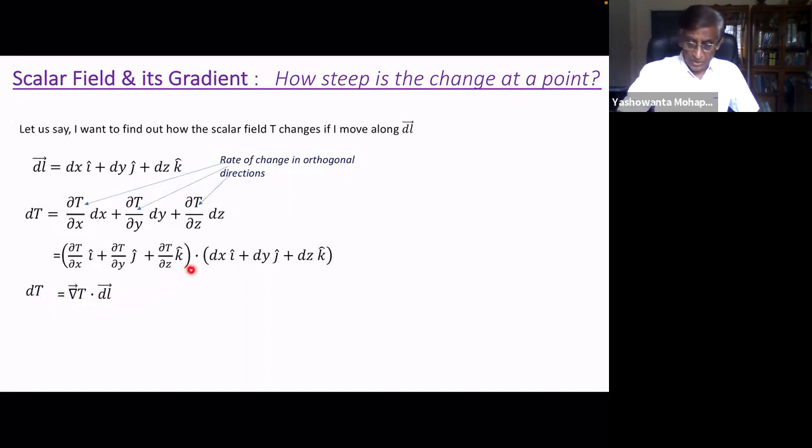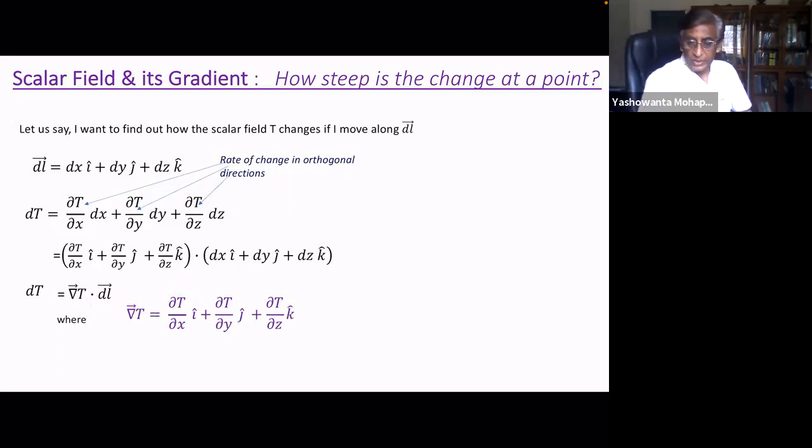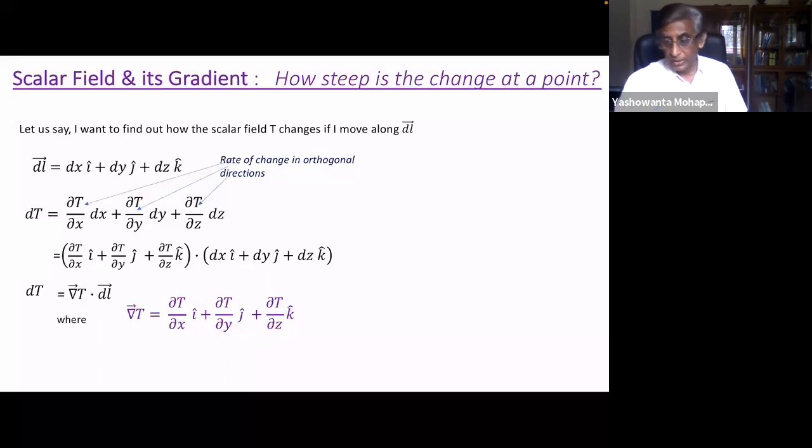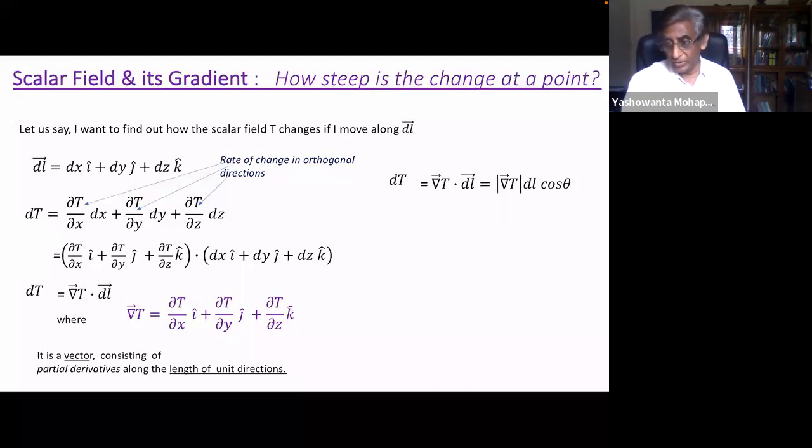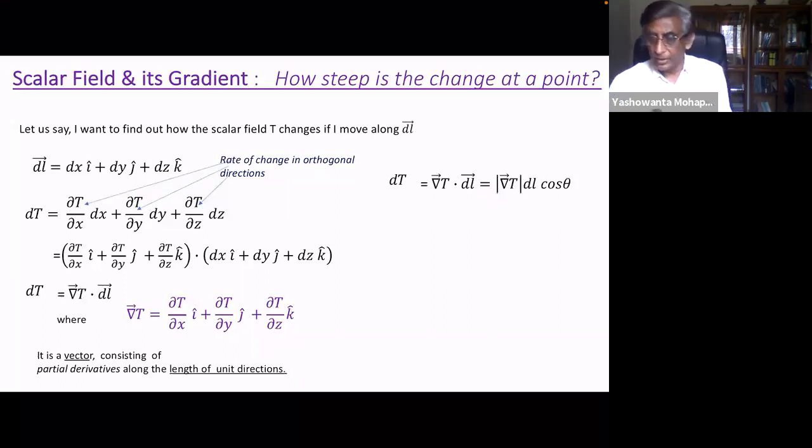Now I have done this in Cartesian coordinates, but this is a coordinate-independent form. This is a vector formulation. Where grad T now looks like: T was a scalar field, from which I have got a vector quantity, grad of T, which is del T by del x i, del T by del y j, and del T by del z k. So it's a vector consisting of partial derivatives along the unit directions in the different directions.